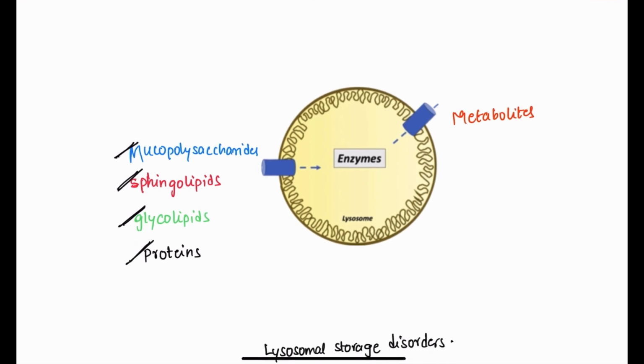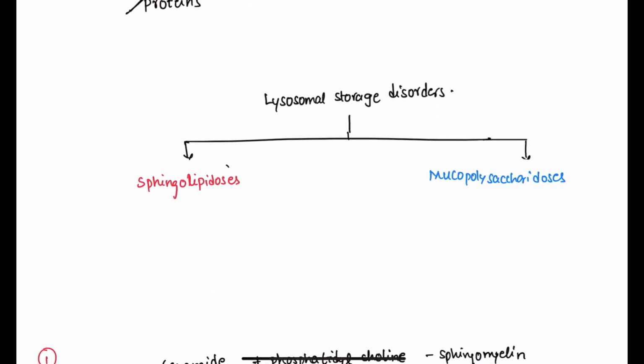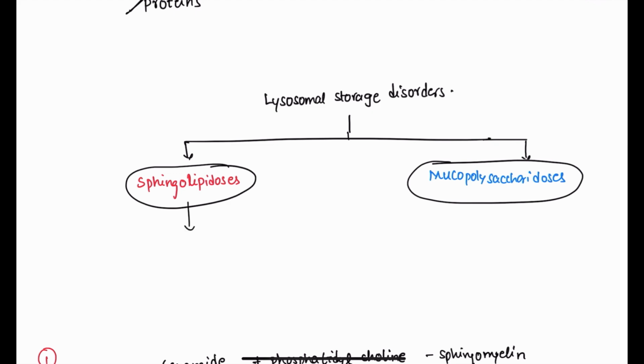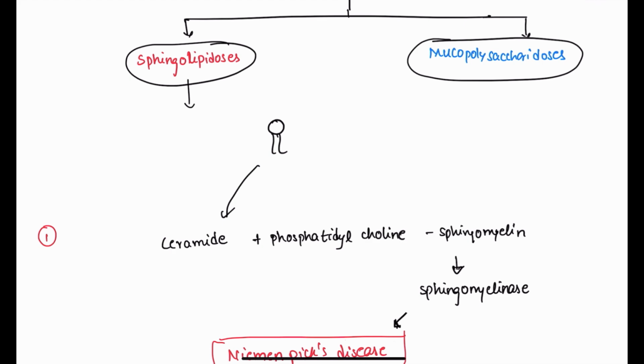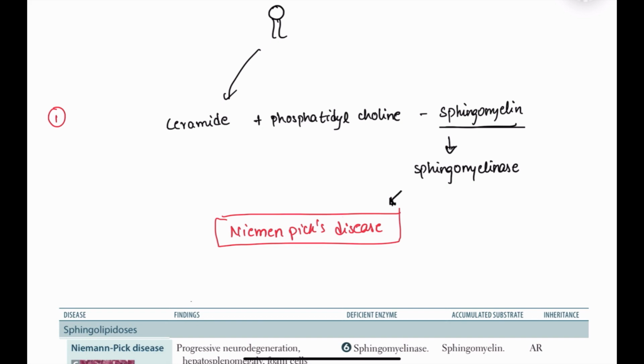These disorders are of two types: sphingolipidosis and mucopolysaccharidosis. Coming to sphingolipidosis, the basic component of sphingolipids is ceramide. This ceramide is formed by the amino acid serine when combined with two fatty acids. When this ceramide is combined with phosphatidylcholine, it forms sphingomyelin, which is degraded by an enzyme known as sphingomyelinase. Deficiency of this enzyme leads to Niemann-Pick disease.